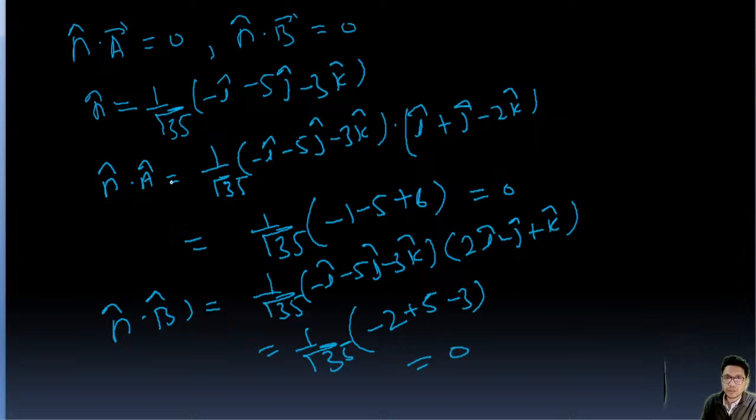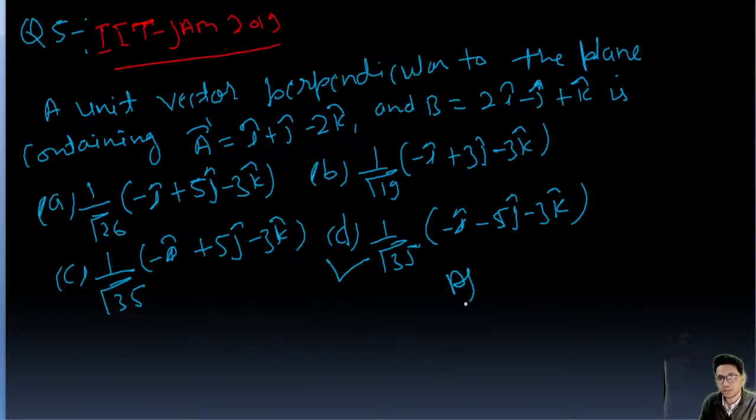So the correct option is D, because if you take the dot product of n cap with a and b, it gives 0. So n cap dot vector a is 0 and n cap dot vector b is 0. This is vector a and this is vector b. So option D is the correct option: minus I cap minus 5 j cap minus 3 k cap. Okay, so this is the answer.